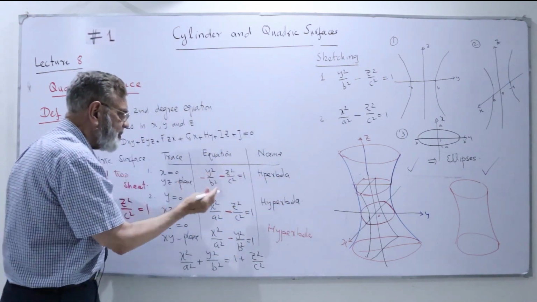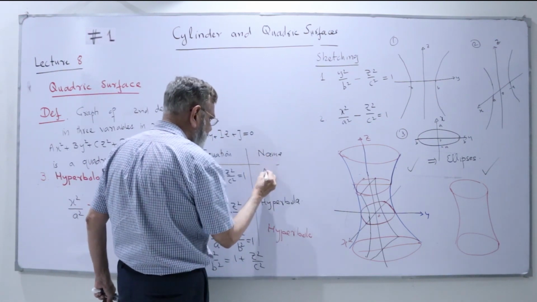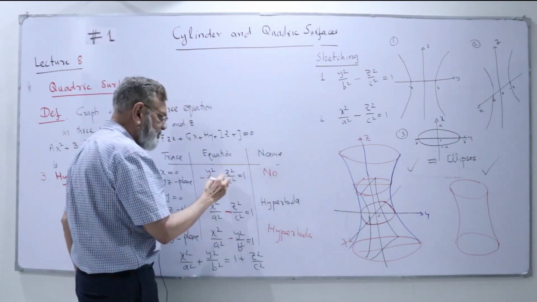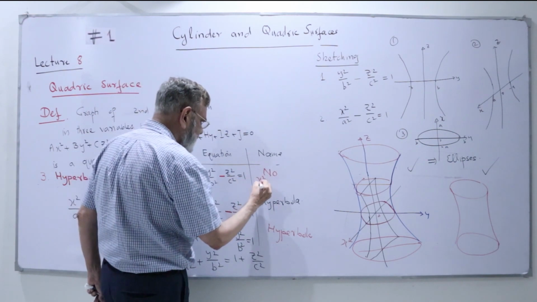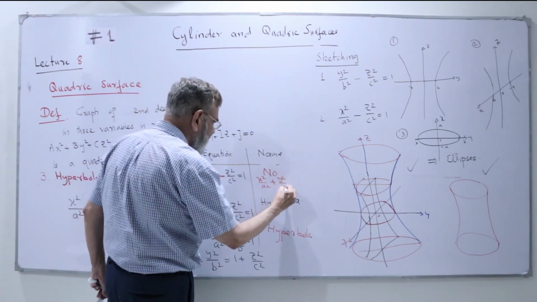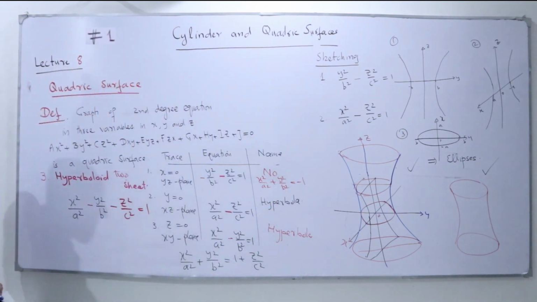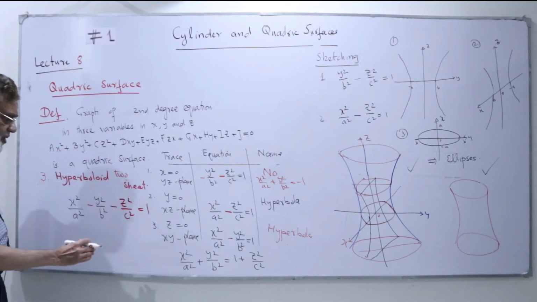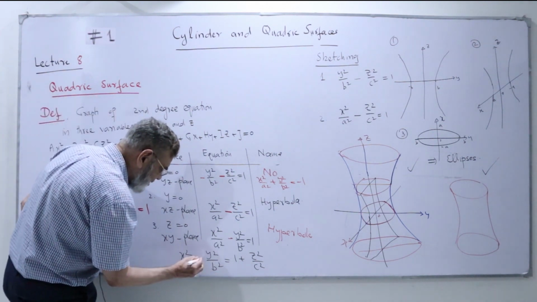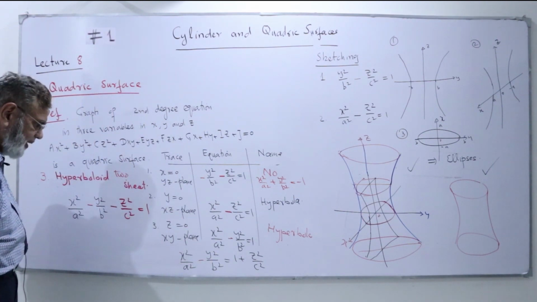Now here this is not a hyperbola. It's no shape. It's nothing, because we will get x square upon a square plus y square upon b square is equal to minus 1. This is not real. So we don't have any graph at the point when we take x equal to 0. Now what happened? When I take this z square upon c square to the other side, I'll get a minus sign, and there I'll get the plus sign.